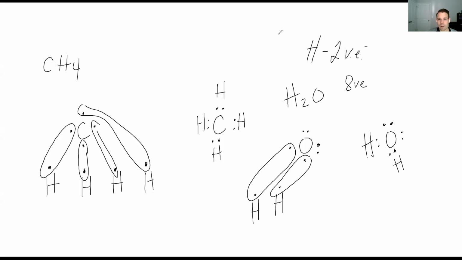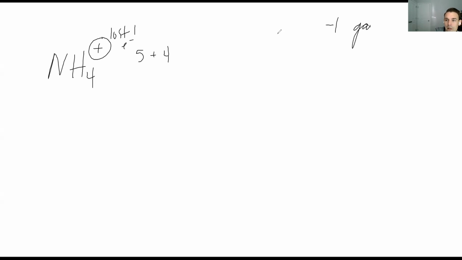Let's do one more, because I think there are practice problems in your homework where you do an ion. So ions are a little special. So let's see here. What we're going to do is count them all up. 5 plus 4. Nitrogen has 5. There's 1 for hydrogen, but there are 4 of them. Now, when you are a +1, that means you lost 1 electron. Remember, if you were -1, you gained 1 electron. So here we're going to +1. So 5 and 4 is 9, minus 1 is 8. So I have 8 electrons to work with.